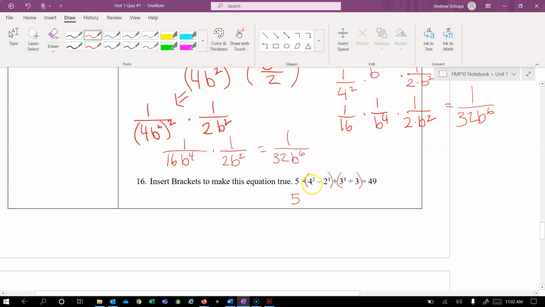So 5 times 4 squared is 16 minus 3 cubed. So 16 minus, 2 cubed, which is 8. So 16 minus 8 gives us 8. And here, 3 to the power of 3 divided by 3 is 3 to the power of 2, which is 9. And we can check. 5 times 8 is 40, plus 9. Yes, that does equal 49.